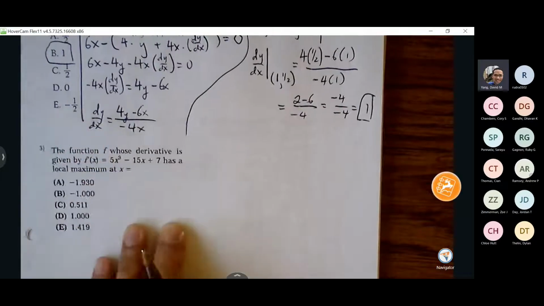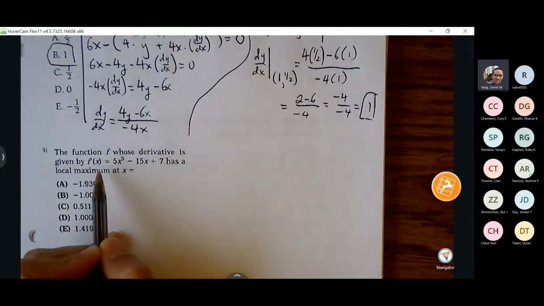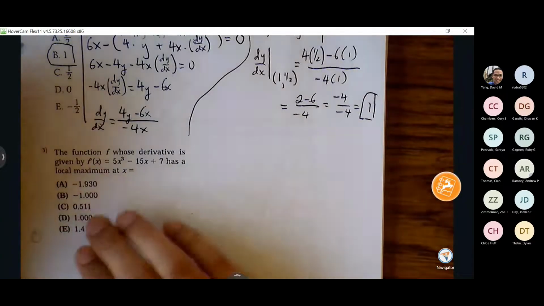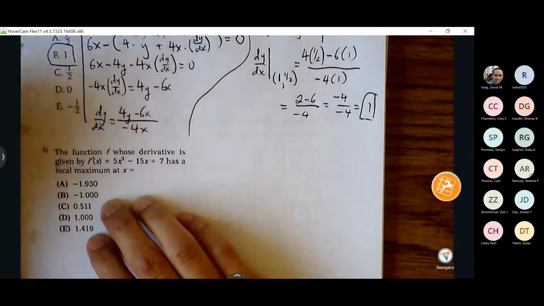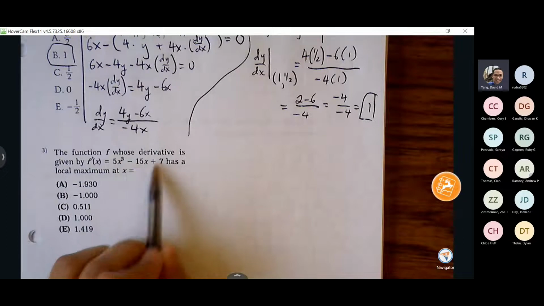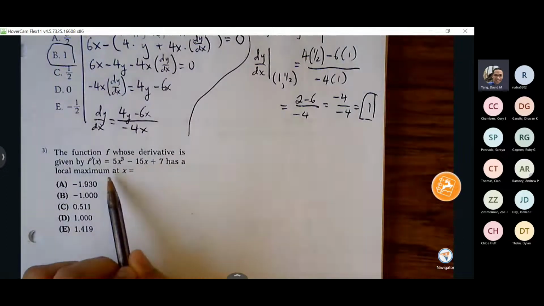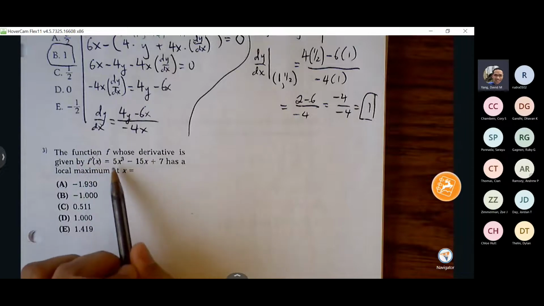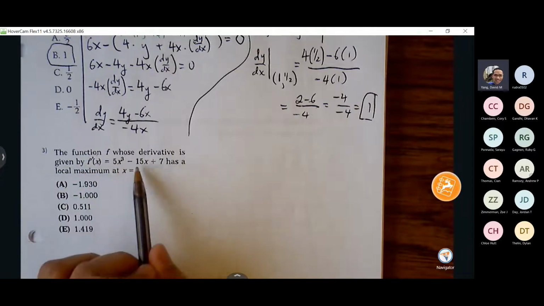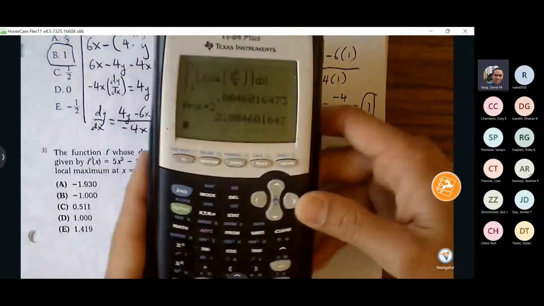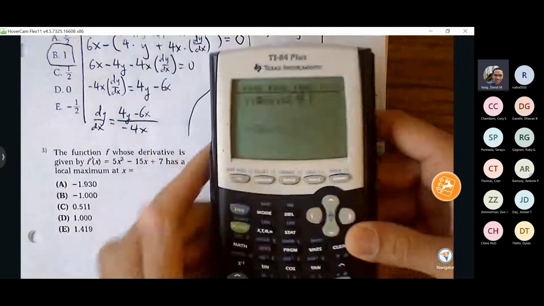All right, number 3, the function f whose derivative is given by f prime has a local maximum at... So we have to understand that as we graph this, we're looking for the maximum from a derivative perspective. We're not going to look at the peaks and valleys. We're going to look at the x-intercept for relative max. But we can graph this out. I can also show using the 36 Pro, but graphing calculator first.